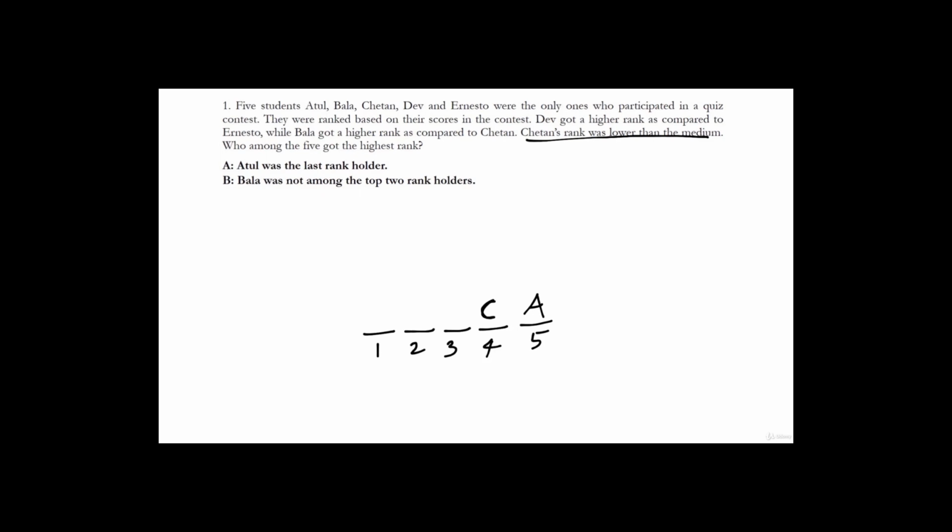Bala got a higher rank compared to Chetan, and Dev got a higher rank compared to Ernesto. So Bala, if he is in 3rd rank, Dev will be in 1st rank and Ernesto will be in the 2nd rank. This is one possibility. The other possibility, in the same 5 positions, the last 2 positions are fixed, Chetan and Atul. If Bala is in 2nd rank, Dev could be in 1st rank and Ernesto could be in the 3rd rank. There is also another possibility where Ernesto is in the 1st rank, Dev is 2nd rank, Bala is 3rd, Chetan is 4th and Atul is 5th.